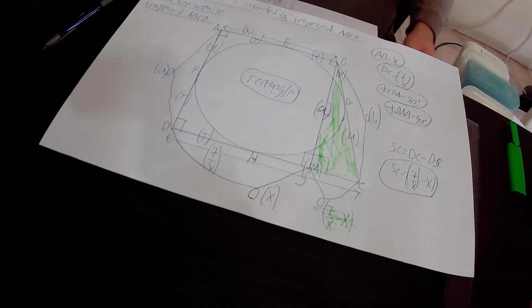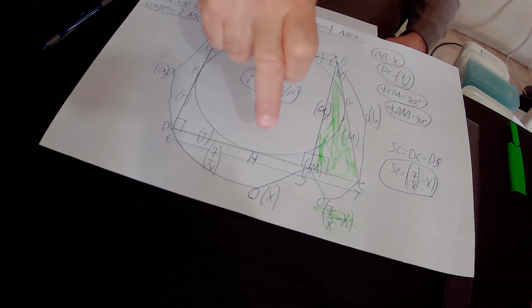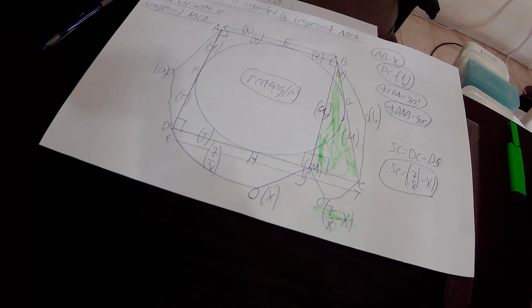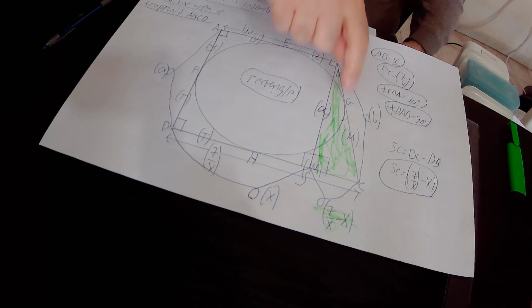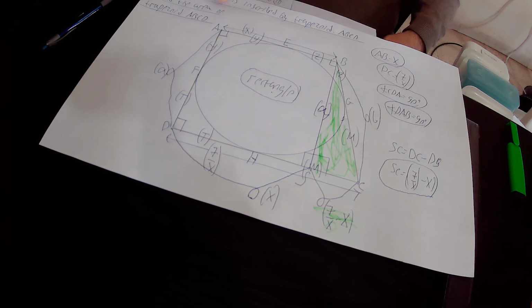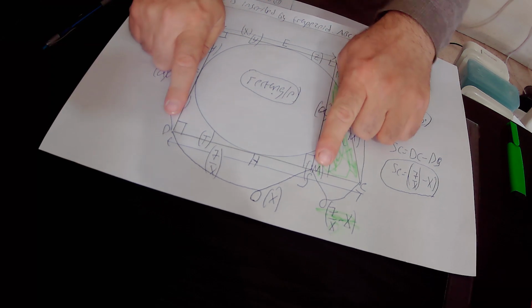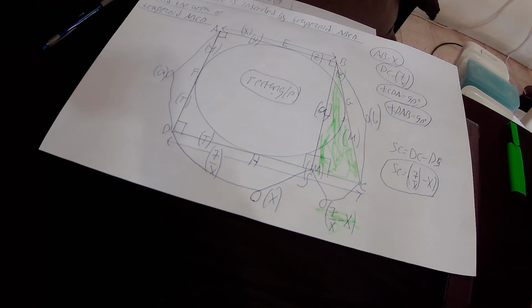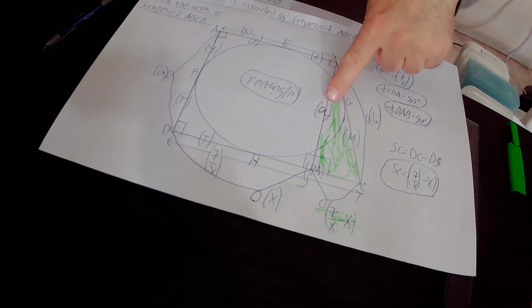So quadrilateral ABSD is a rectangle, but we also know that the opposite sides of a rectangle are equal to each other. So in rectangle ABSD, side AB must be equal to the opposite side DS. But AB equals X, according to what is given in the question, therefore DS must also be equal to X. Likewise, in the same rectangle, side AD must be equal to the opposite side BS. But AD equals A, therefore BS must also be equal to A.